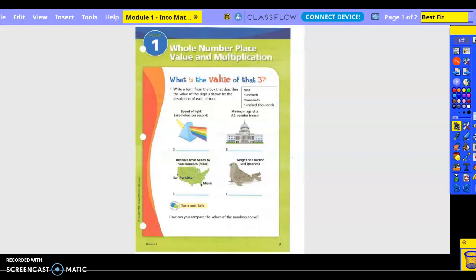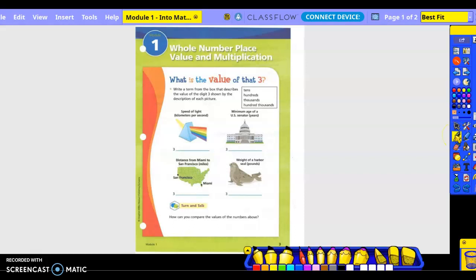So the speed of light, kilometers per second. So would that be pretty quick? Yeah. So 3 what? 100,000.